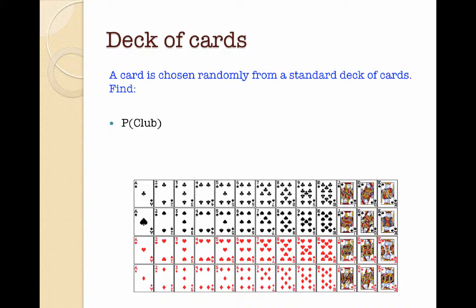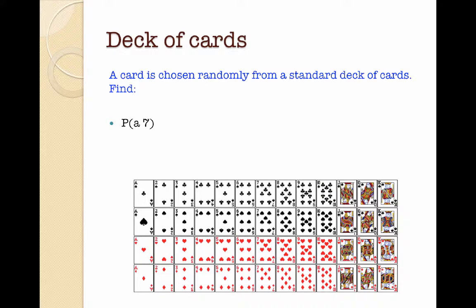The probability of a club: there are 13 out of the 52 that are clubs, which we can simplify to 1 out of 4. So the probability of not getting a club is going to be all the cards that are not clubs, which is 39 out of 52, which we can simplify to 3/4.